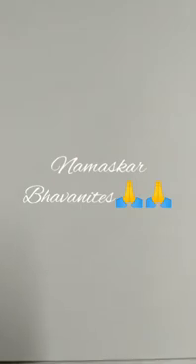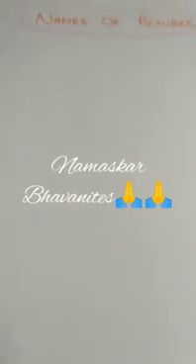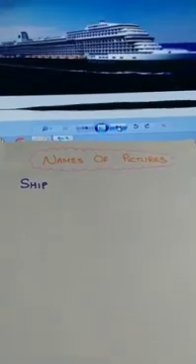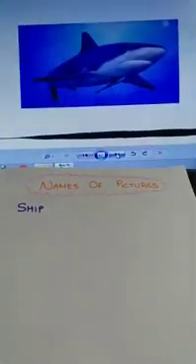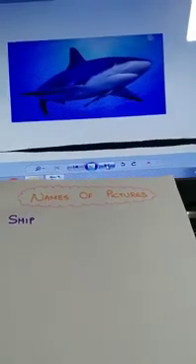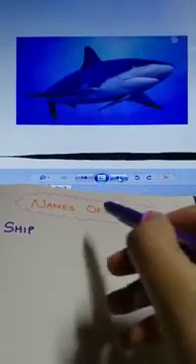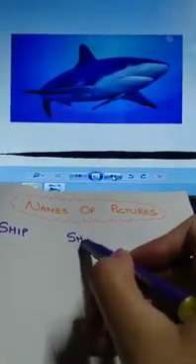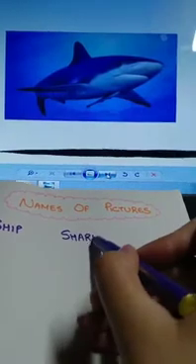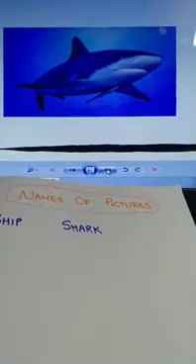But before starting this, let's see some pictures. So, babies, which thing can you see in this picture? It is a ship. S-H-I-P, ship. Now, which water animal is this? It is a very dangerous mammal. So, this is shark. S-H-A-R-K, shark.